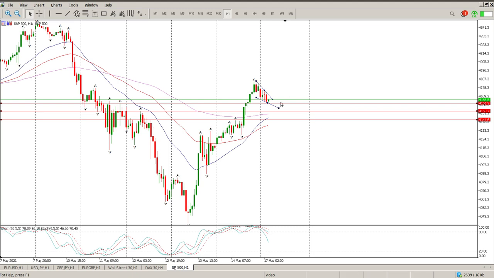If we can get some structure inside there, that will get me long. If I do see something, I will call it on the Telegram channel for you, but at the moment I'm looking to buy off structure.